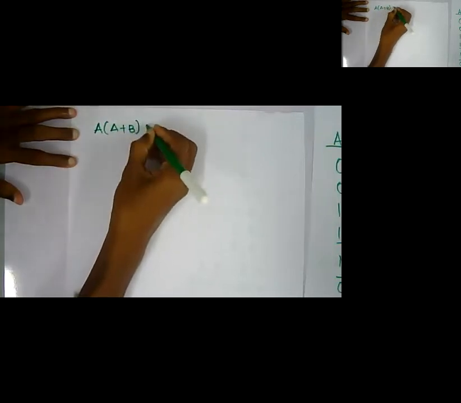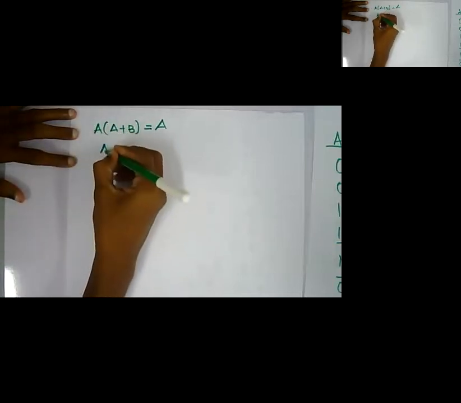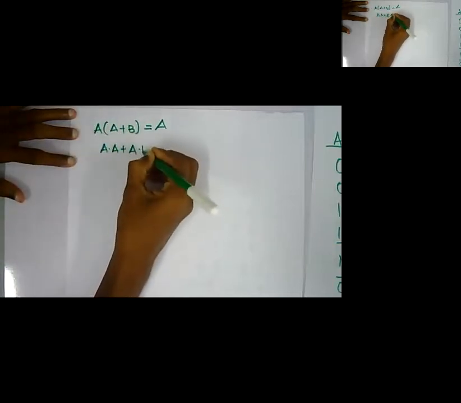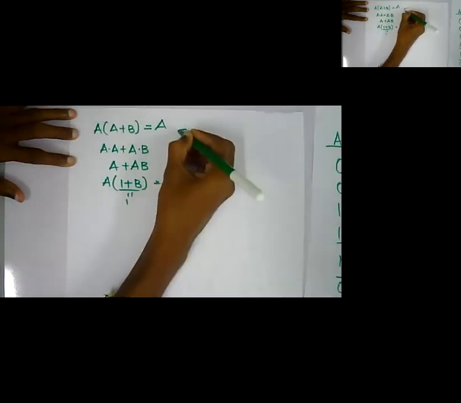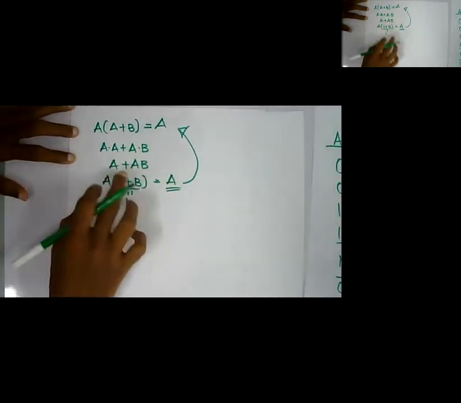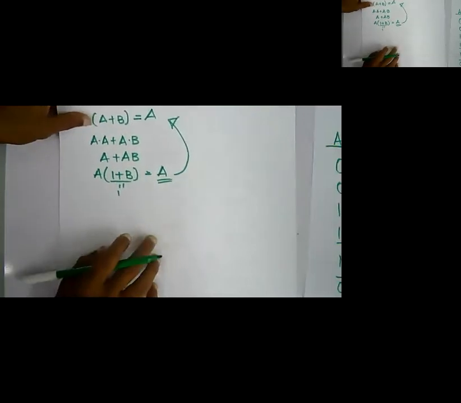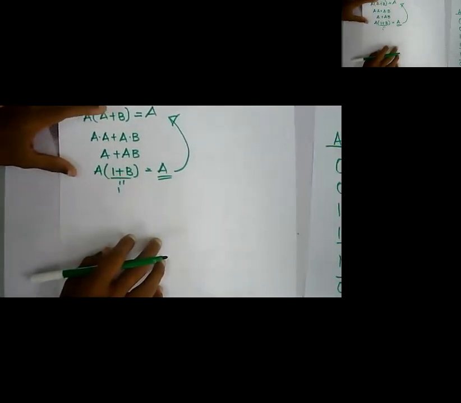So A into A plus B is equal to A. Am I right? How come? I can do this: A dot A plus A dot B. I can write A dot A as A, so A plus AB. And then now I can take A common, 1 plus B. This becomes 1, and then A dot 1 becomes A. Clear? That's it. A plus AB, or A plus AB, AC, or whatever becomes A. Right.